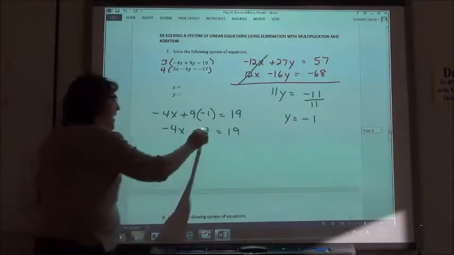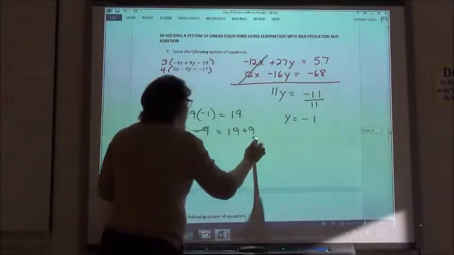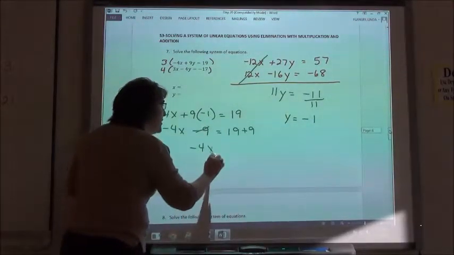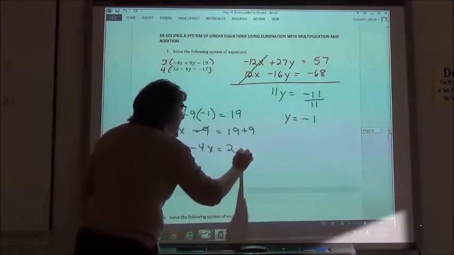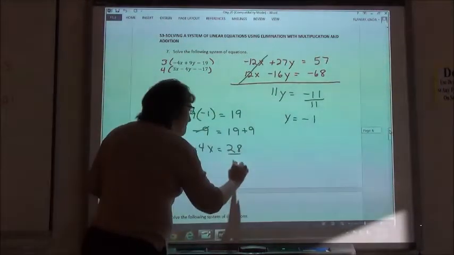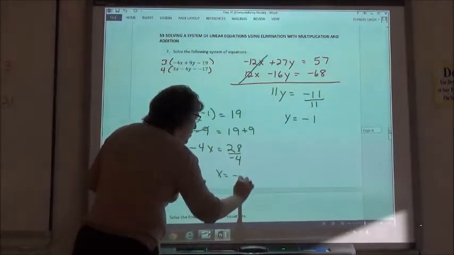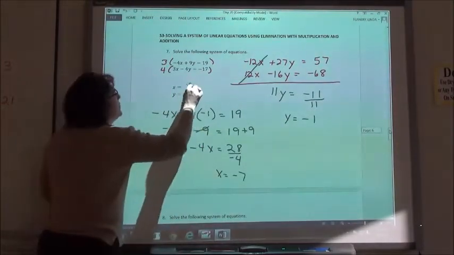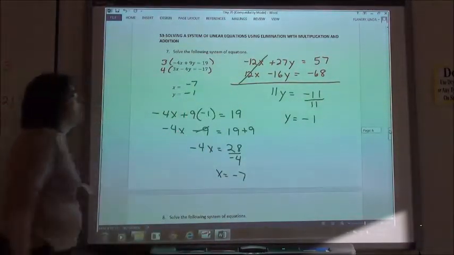Solving that, I'm going to have to add my 9. So negative 4x is going to equal 28. And dividing by my negative 4, x is going to equal negative 7. So negative 7 and negative 1.